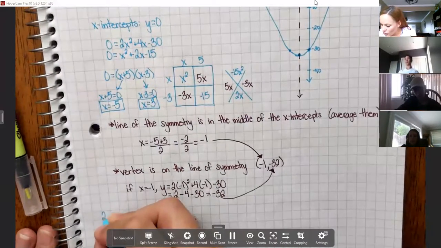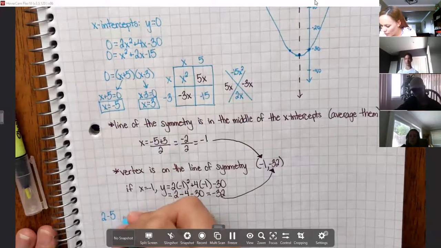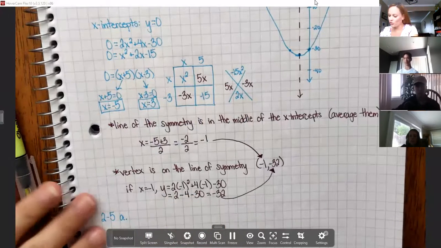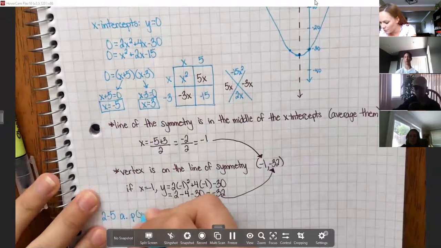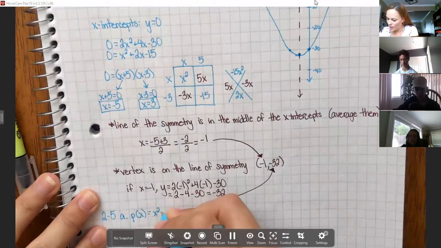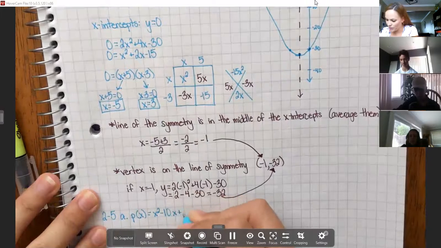So you are going to try one on number 5. 5 has 4 parts. You guys are going to do part A only. So it's p of x equals x squared minus 10x plus 16.